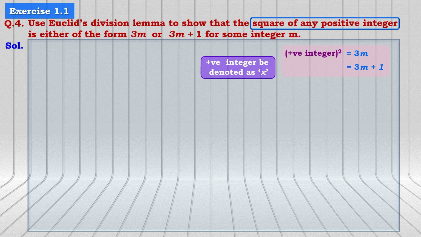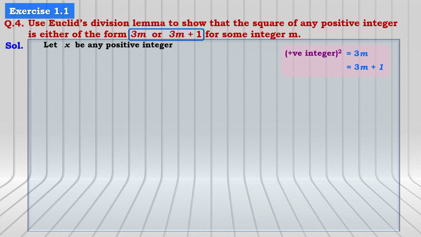So let's denote the positive integer as x. Okay. So let x be any positive integer. So now since they are asking that the square of the positive integer will be in the form of 3m or 3m plus 1, here we will consider the divisor as 3. Okay, that is the b. So b is here 3.